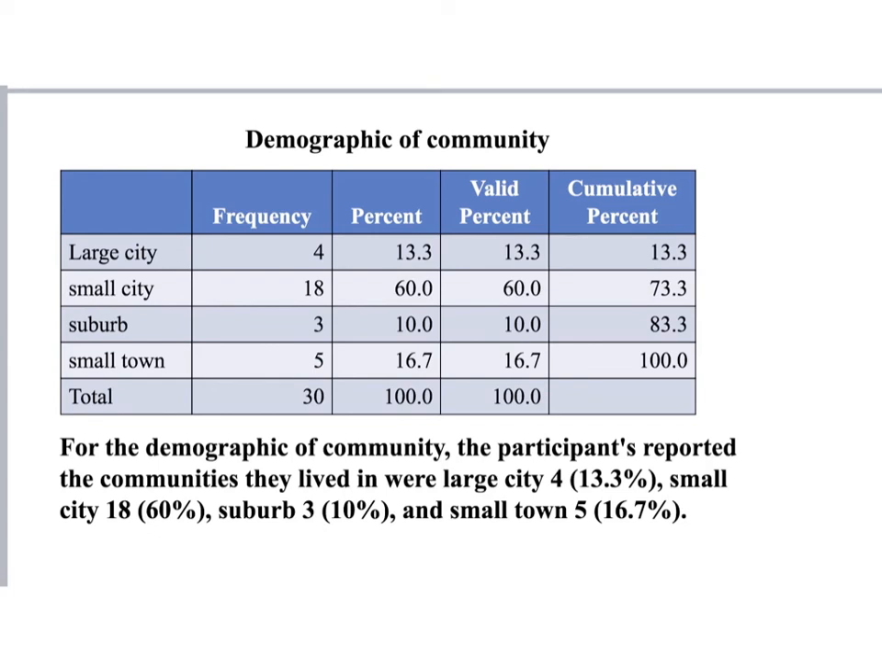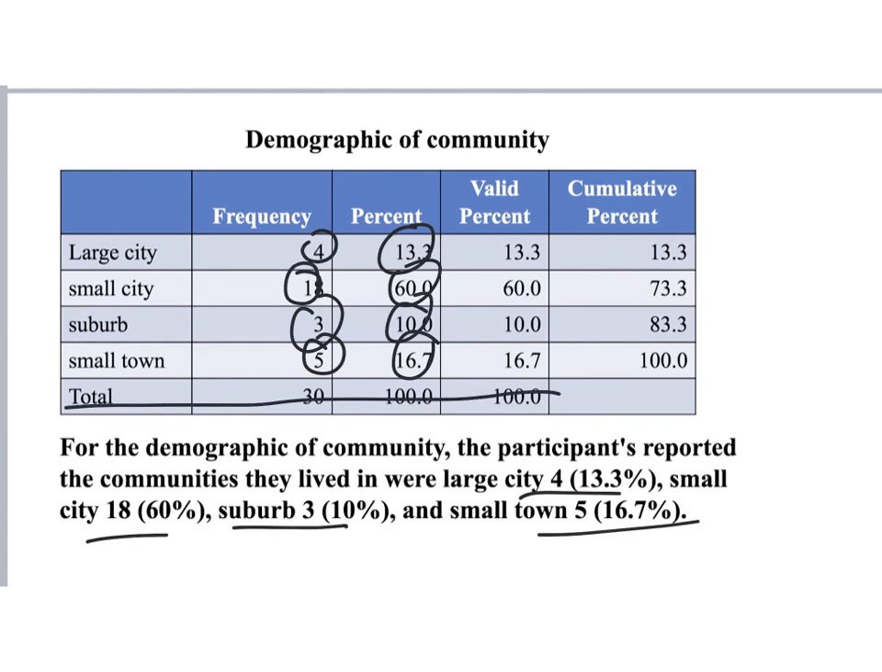This is a much larger one, the demographic of community. You can see for the demographic of community, participants reported the communities they lived in were large city, 4, 13.3%, right here. Small city, 18, 60%. Suburb, 3 and 10%. And small town, 5. We don't report this one. We've already reported that in our very first sentence of the descriptives.